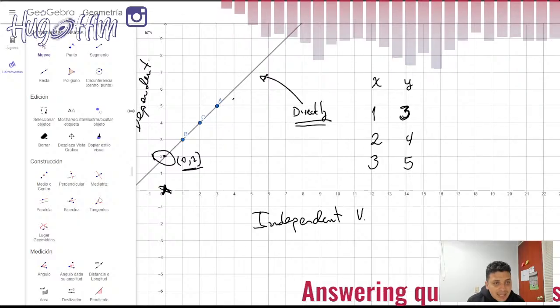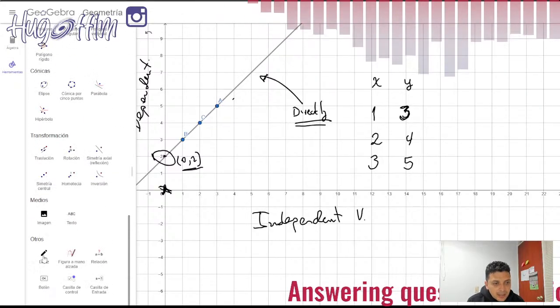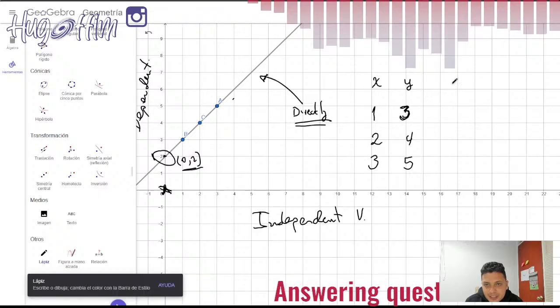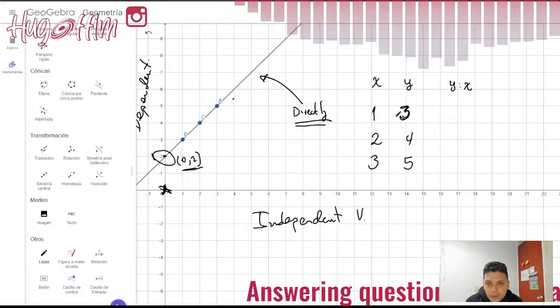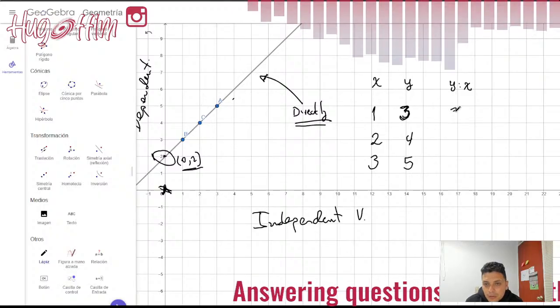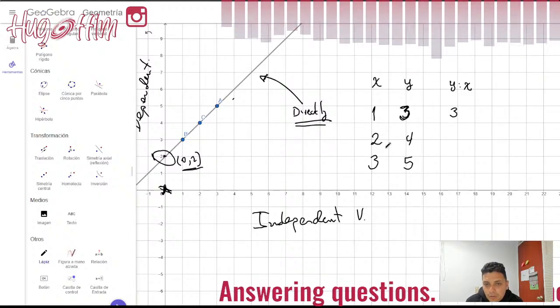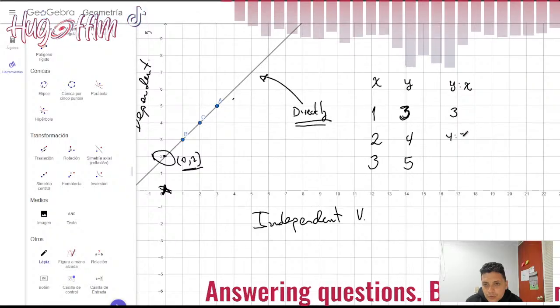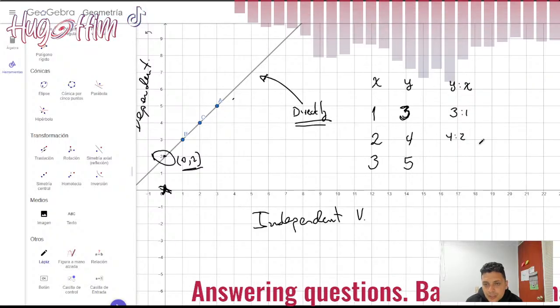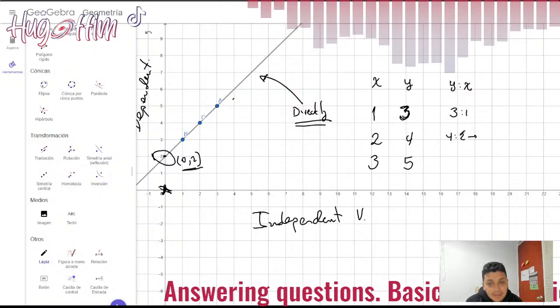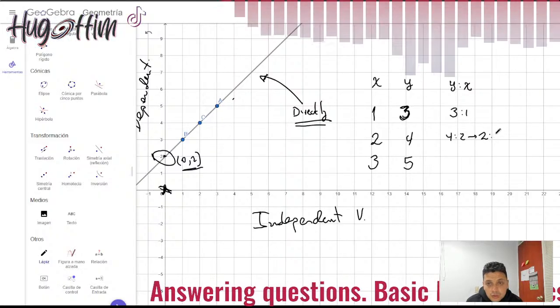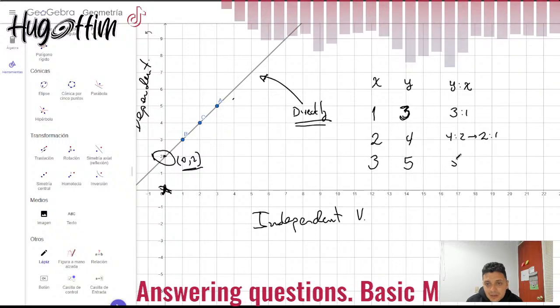So in this case, let's go again. Let's say that I take the ratio y to x. I divide 3 over 1, so I'm going to get 3. 4 over 2, 4 to 2. So this is 3 to 1. 4 to 2, if I simplify by dividing by 2, is going to give me 2 to 1. And in this case, 5 to 3.